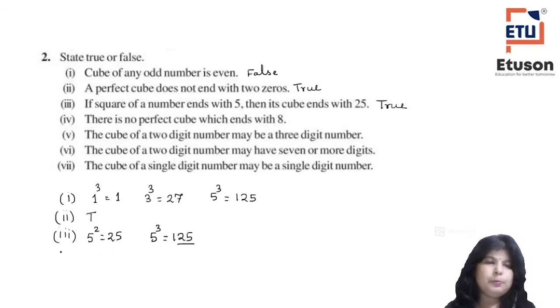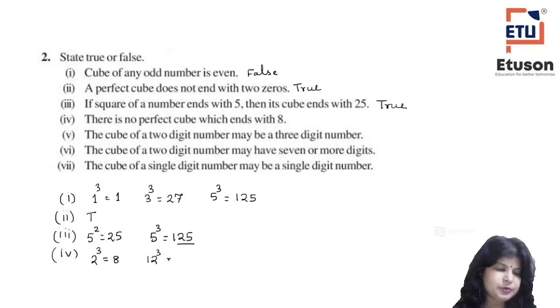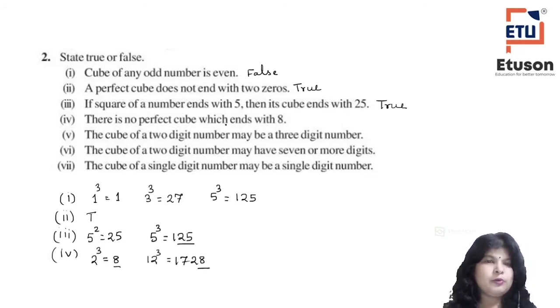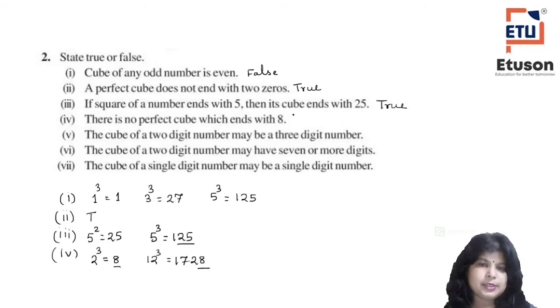There is no perfect cube which ends with 8. Okay. So just check with 2 cube. What is 2 cube? It is 8. Now consider next number having 2 at its units place. 12 cube. What is the value of 12 cube? So 12 cube is equal to 1728. So you have what at its units place? You have 8. So there is no perfect cube which ends with 8. So you have already got some numbers having 8 at its units. So this statement is false. Correct? Correct. So now let us go to next bit.